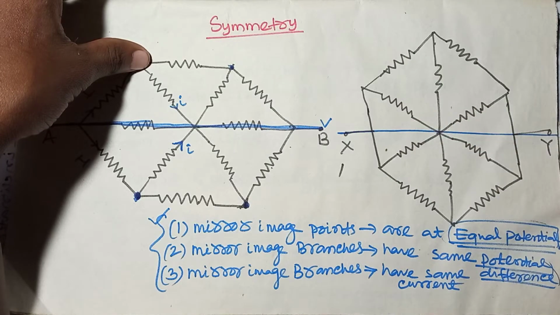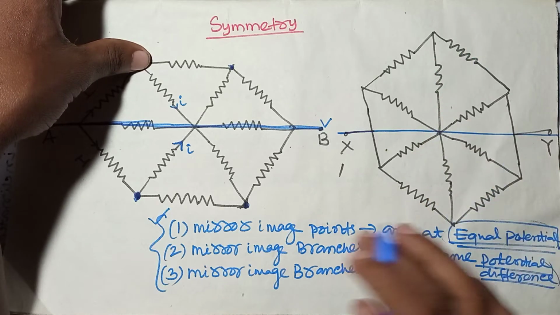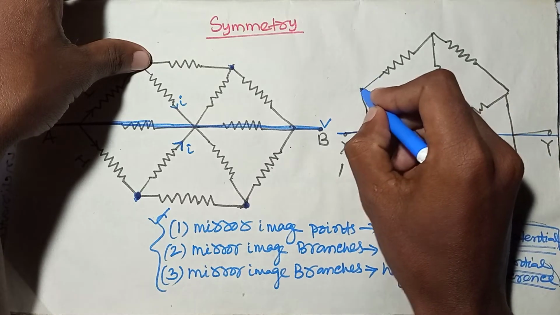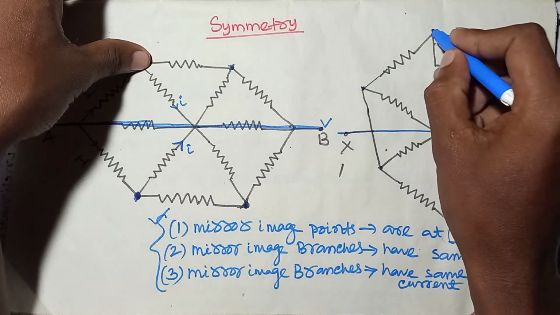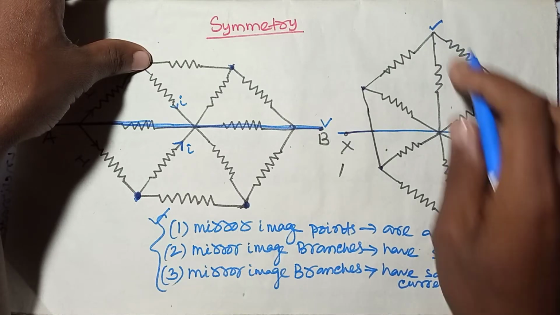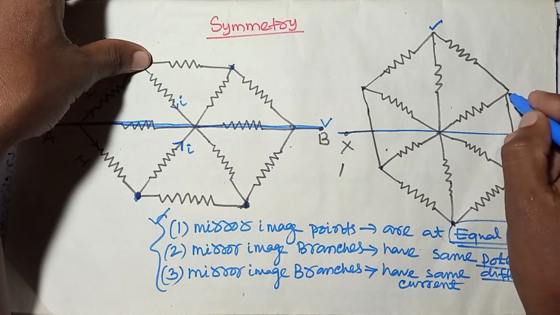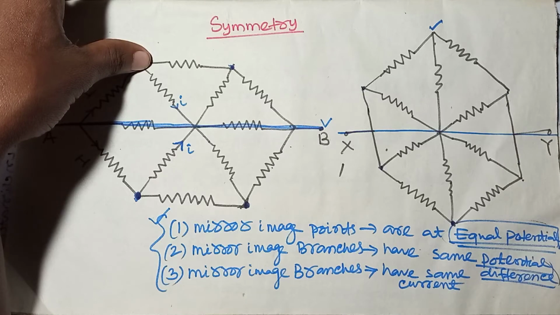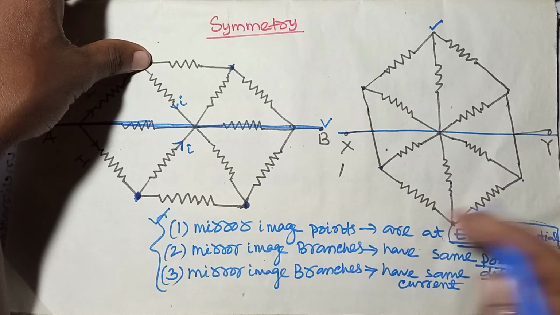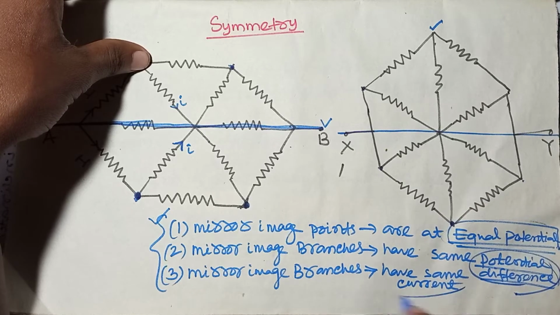So we can say that this circuit has a first plane of symmetry, or horizontal plane of symmetry, also known as the parallel axis of symmetry or folding axis of symmetry. In that case the mirror image points are at equal potential, that means these two points are at equal potential. Similarly, this point is the mirror image of this point, so these two points are at equal potential, and these two points are at equal potential. And the mirror image branches have the same potential difference and the same current flowing through them.